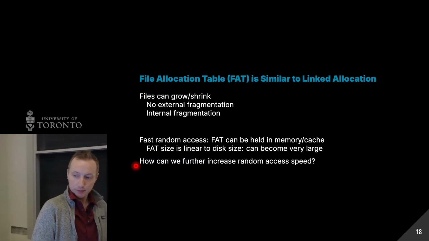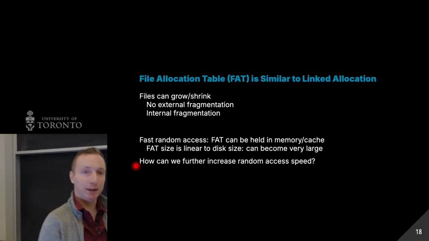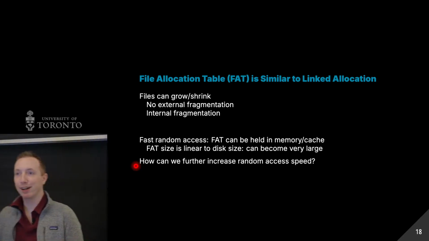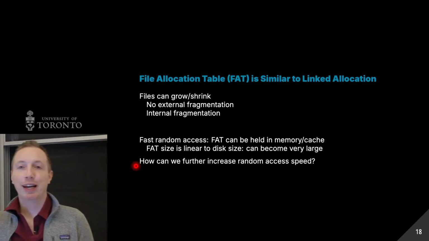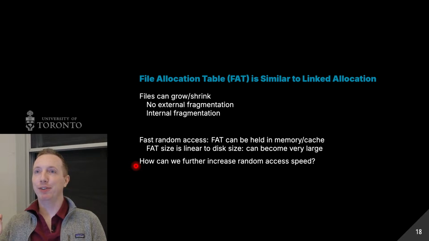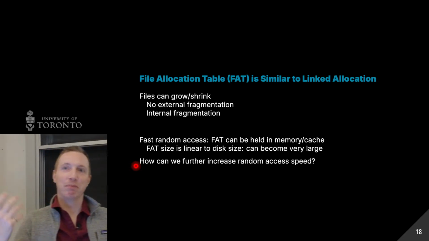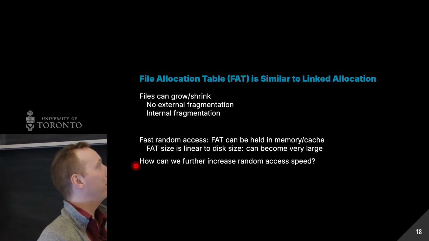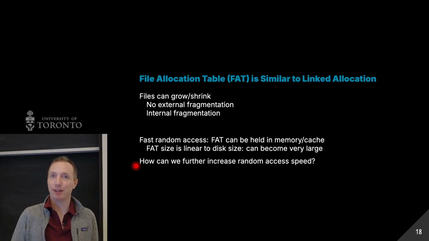So, how can we further increase random access speed? You had an idea of hash tables. Hash tables are basically just arrays. So, could I use an array to make this much faster?